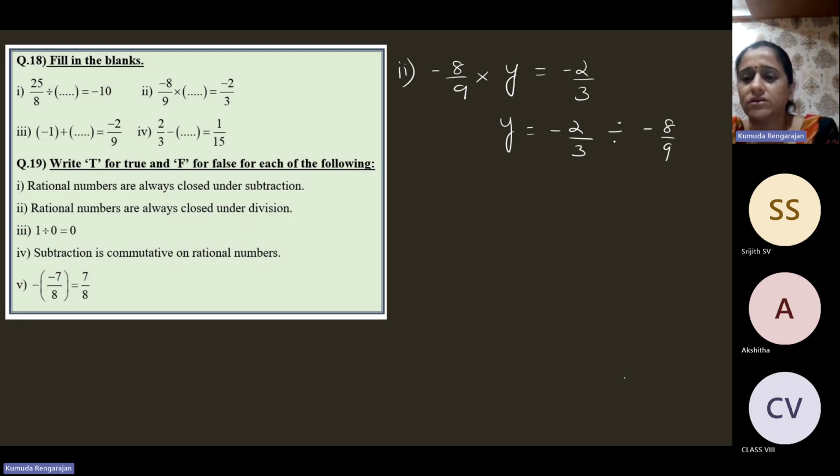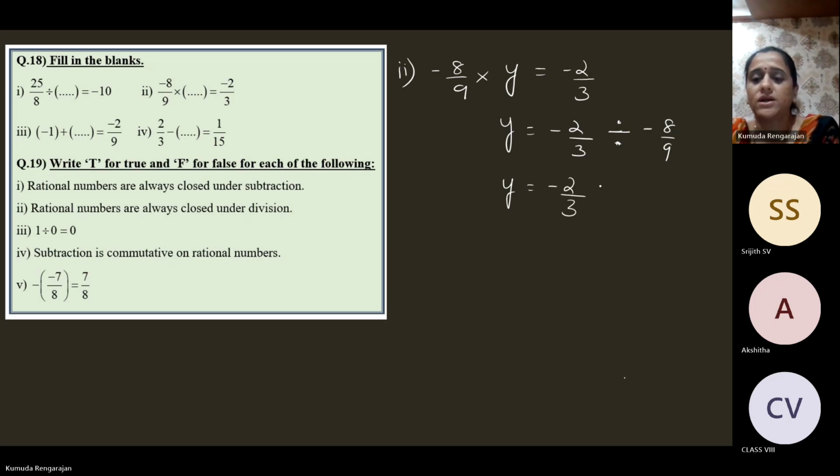It's a multiplication on the left hand side, so it will come for division to the right hand side. Is this understood, all of you? Yes, ma'am.